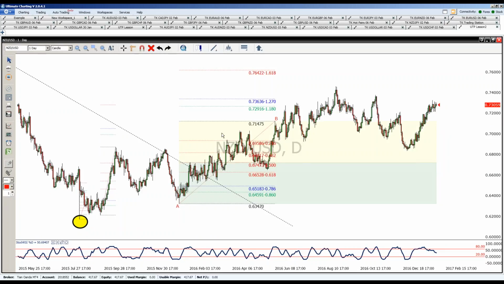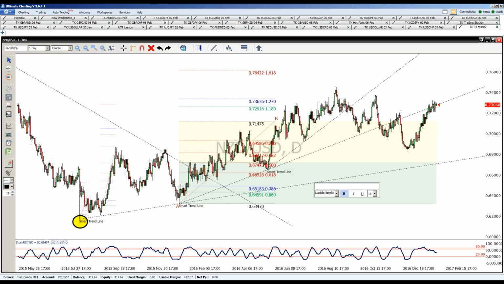There's the up AB boundary, there's the uptrend line, that would be the outer trend line, or the long-term trend line, and this would be the inner trend line. There we go. Long-term outer trend line, and this would be the inner trend line.